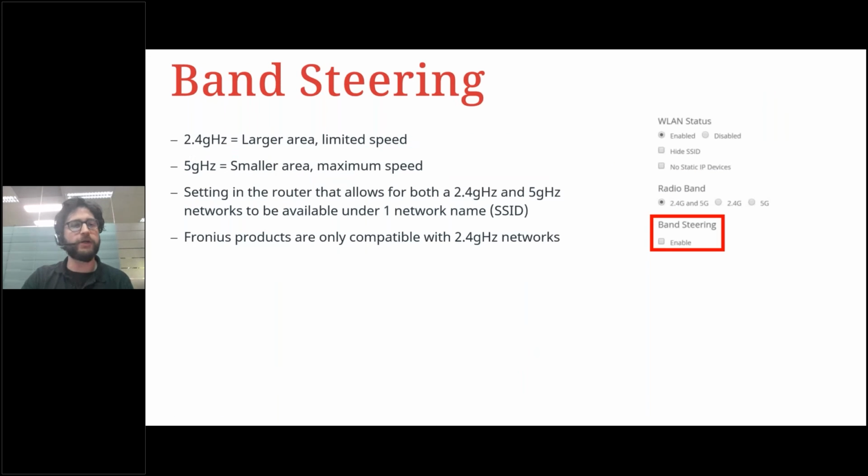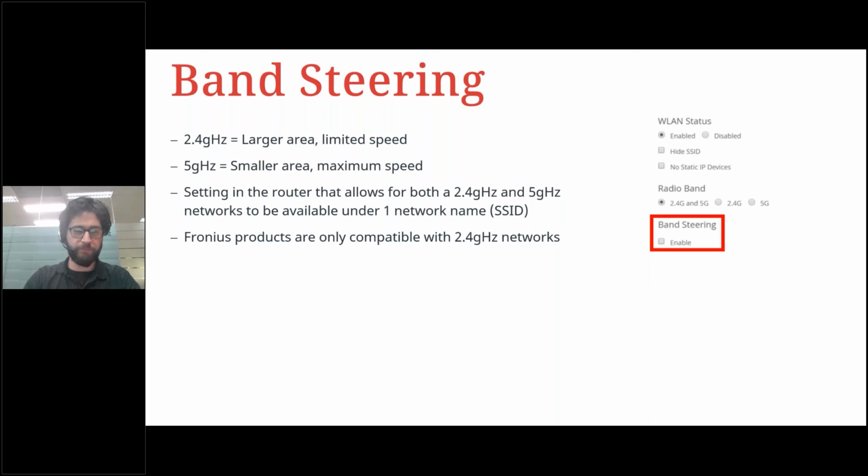Band steering. So band steering takes advantage of the fact that we have 2 main network frequencies that are used, so 2.4 and 5 gigahertz. And what it does is, instead of making 2 separate networks, so one for each, so one for 2.4 and one for 5, it runs both at the same time under the one network name.